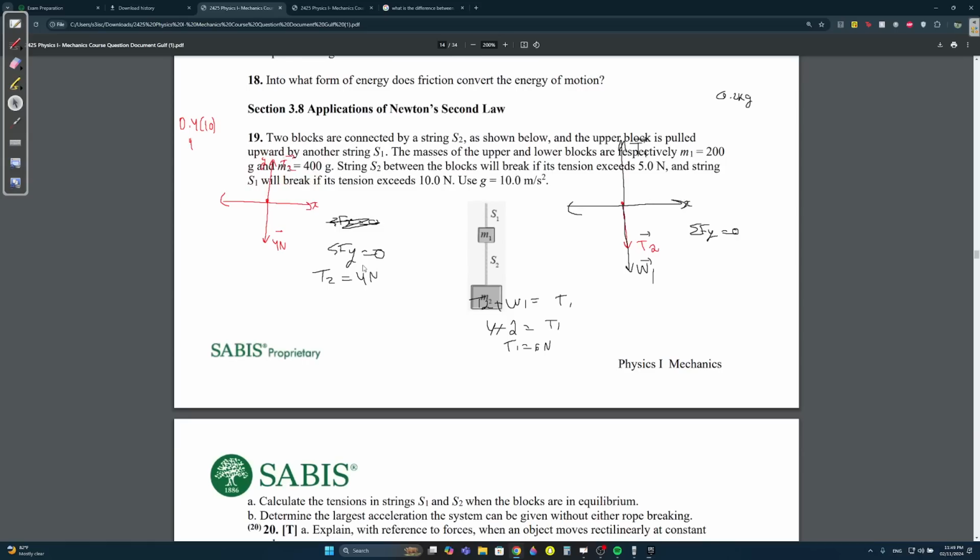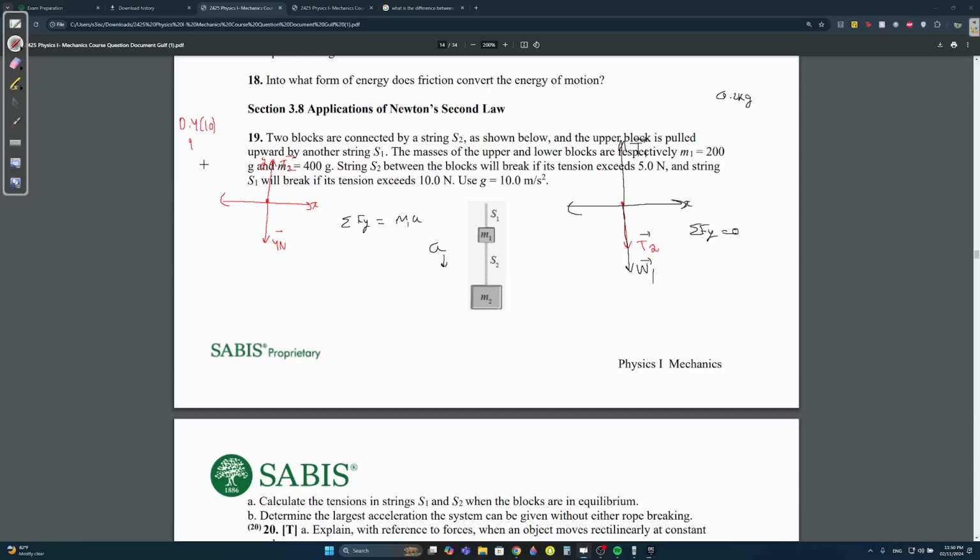Let's see. Okay, now since we're saying it's accelerating, we need to redo all of this. Let's say it's accelerating downwards. Same thing: you have the weight here, and you have T2 pulling it up. So now sigma Fy, since we're accelerating, is going to be M times A. Is this object 2 or object 1?